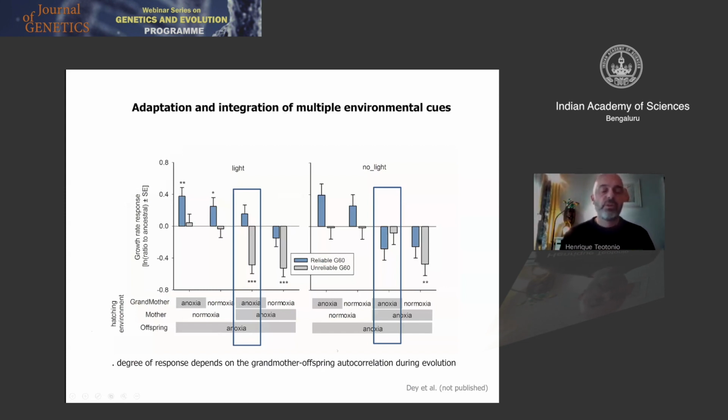In particular, if there is a positive autocorrelation, so grandmothers face anoxia, then they will probably prepare their daughters, the mothers, to receive the blue light cue in order for the mothers to provision the offspring with glycogen for their survival in anoxia. So in other words, even though this is very complex, we were able to separate the effects of perceiving the environment from the environment where selection occurs.